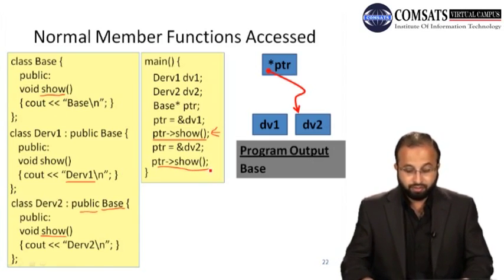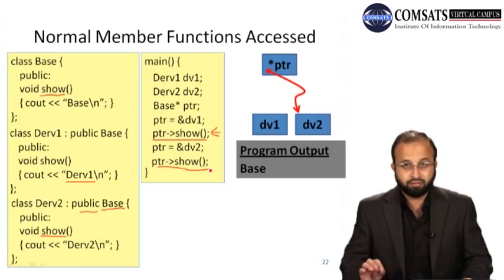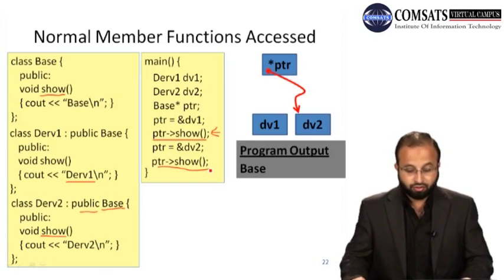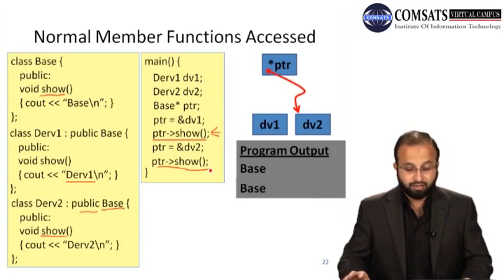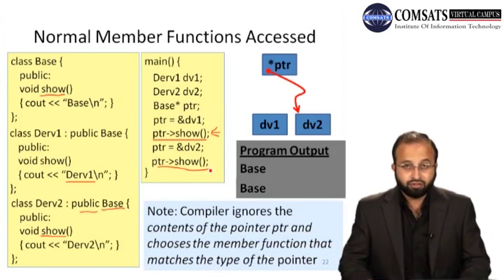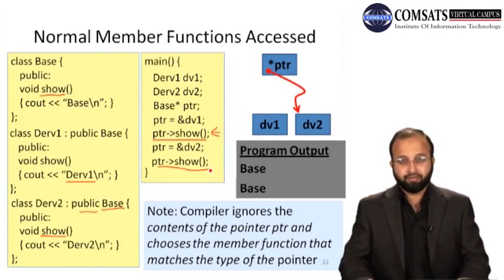Now when this show function is called, here we are accessing the normal member function via pointer. So show is a normal member function. So when this function executes, the program's output will be that base gets printed. This means that it will execute the base show function, right? And why does it execute this show function? Because we haven't made it virtual. We did not make this function virtual in the base class. If we had made it virtual in the base class, then the derived class function would have been called.